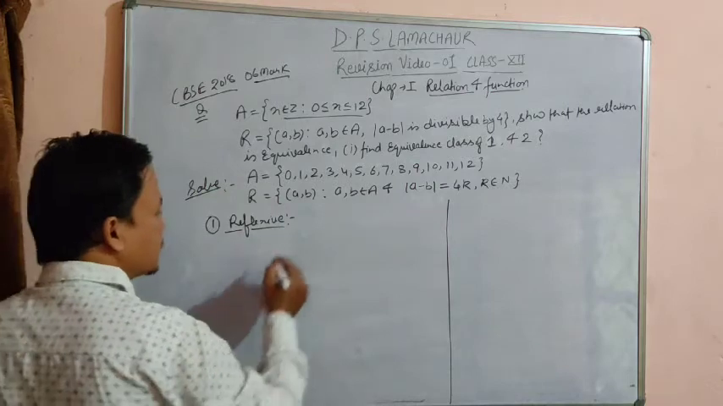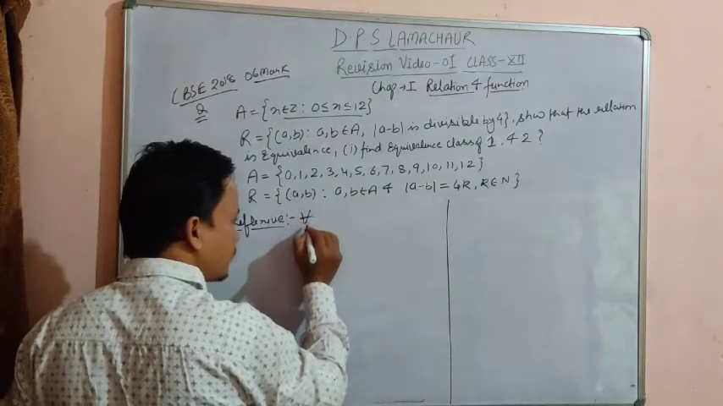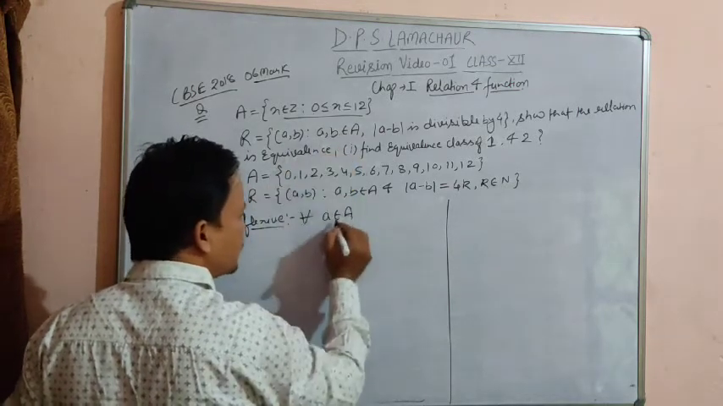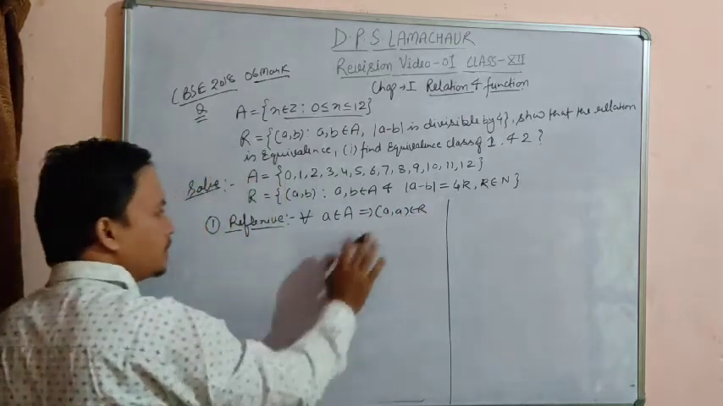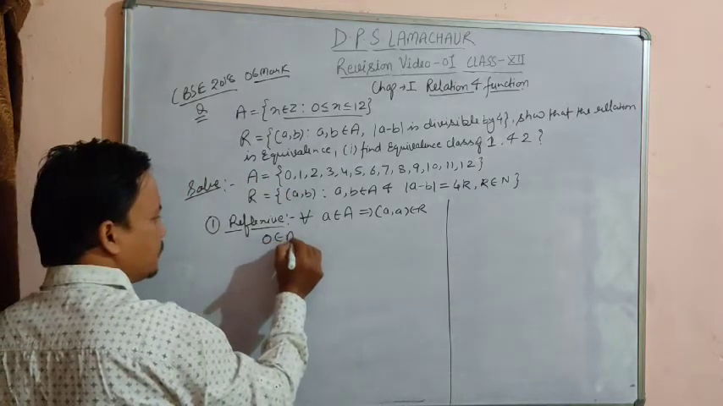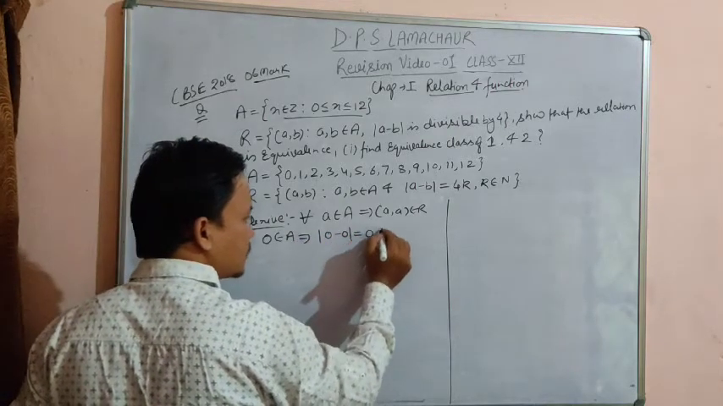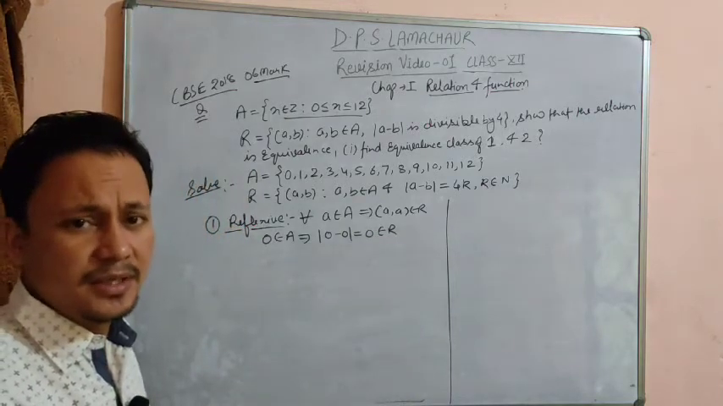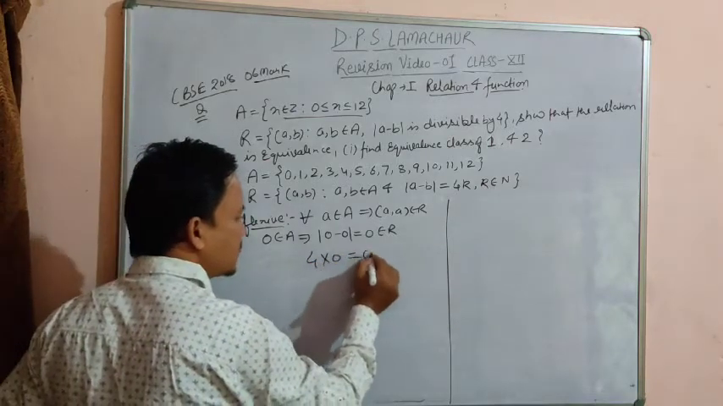For reflexive, we know that for every a belongs to A, where a is any element of set A, we have to show that (a, a) belongs to R. Now see, if we take 0, then we have to show that (0, 0) belongs to R, because 0 is a multiple of each and every element. 0 is a multiple of every element, right? 4 into 0 is 0.